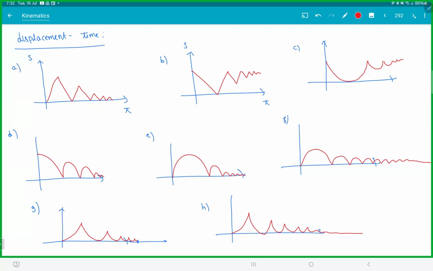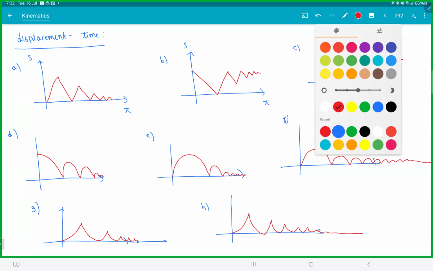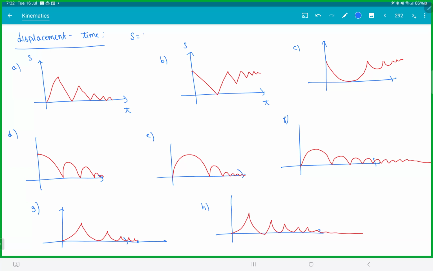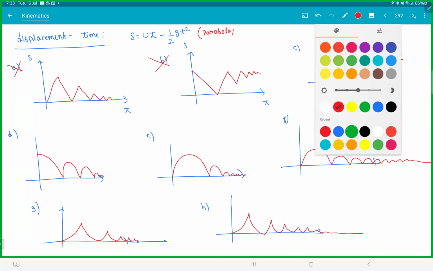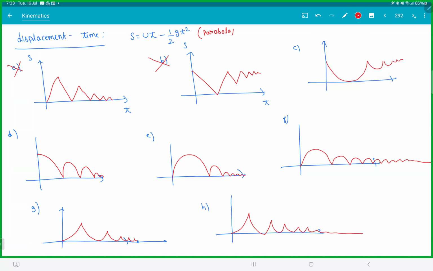Okay, let's see. First thing, if you see the equation, we know S is equal to ut minus half g t square. This is not a line. This is definitely a parabola. Quadratic equation. A is gone, B is gone, straight lines are gone. Why is C gone? Again, at t equals 0, displacement is 0, so you should start from origin. This guy is gone, this guy is gone.